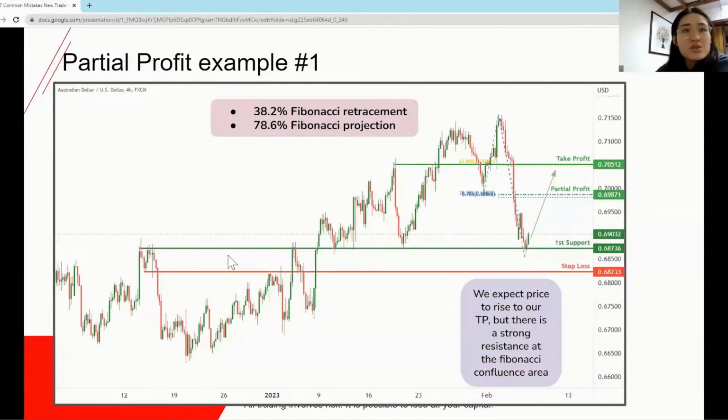Our first support is significant because price has tested this level many times. You can see the swing highs and swing lows, and our stop loss, on the other hand, is slightly below that, and also in line with a couple of swing highs and lows. But if we look at our partial profit, how we chose it is basically at our swing low here, and it's to hit it towards a couple of Fibonacci confluence levels.